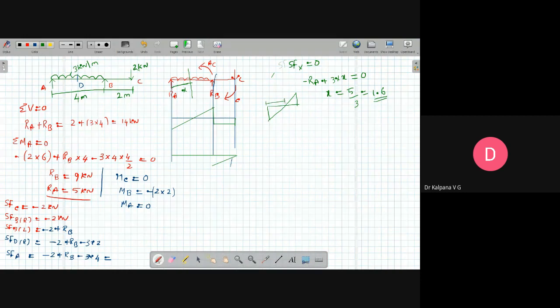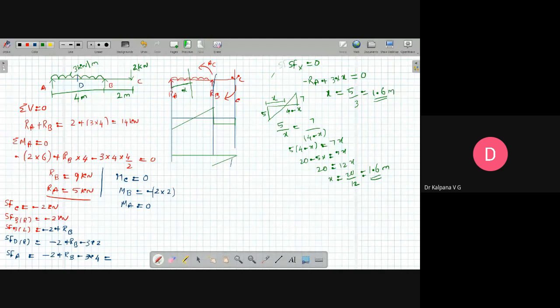Or else you can take this similar triangle, consider the section x here, and the other one 4 minus x. And what about this value? 9 minus 2 putting it is 7. RA is 5. So use this for x value. For x meters it is 5. For 4 minus x the value is 7. So for 5 into 4 minus x equal to 7x. 20 minus 5x equal to 7x. 20 equal to 12x. x equal to 20 by 12, which is nothing but 5 by 3. Again 1.6. Both are the same answer.